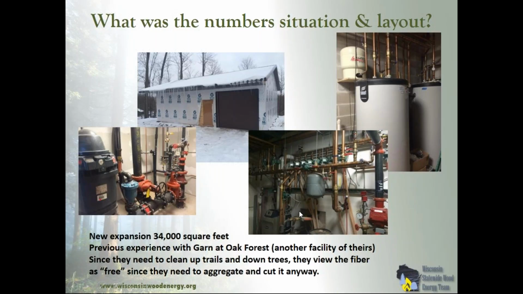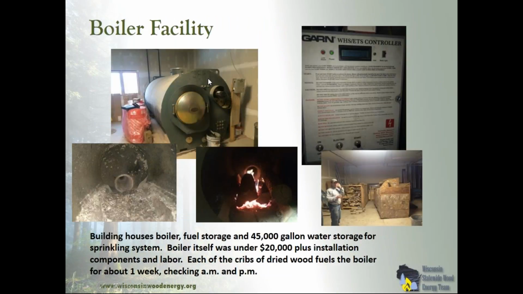So here shows some of the plumbing, the heating system to go to their buildings. This is the Garn unit here. It's a firebox and water. So the firebox, I believe, is insulated on these. This is a burn tube down here. Gets up to about 2,000 degrees to burn any pyrolysis gases as it leaves.